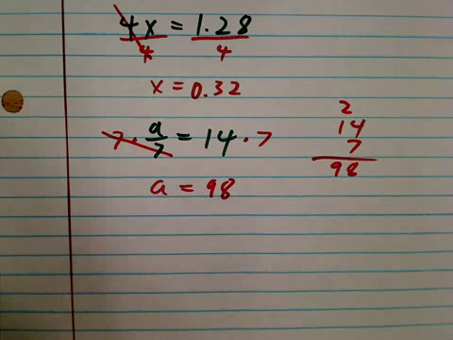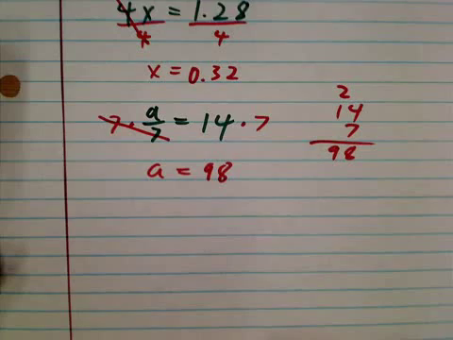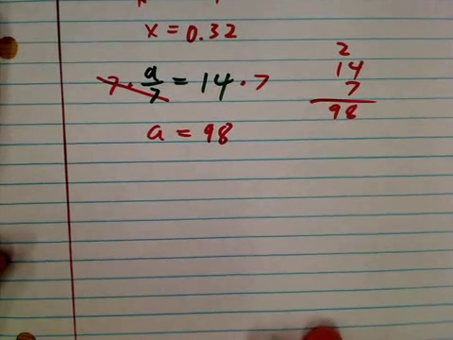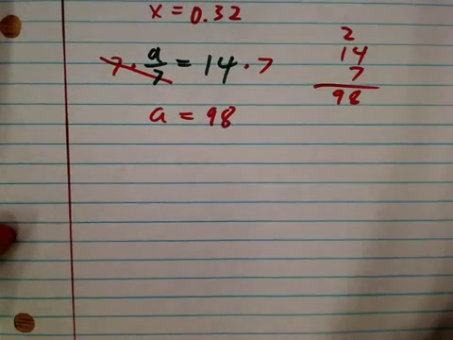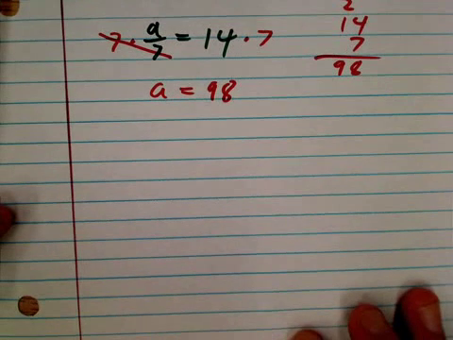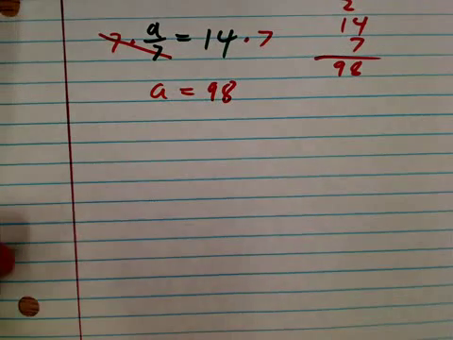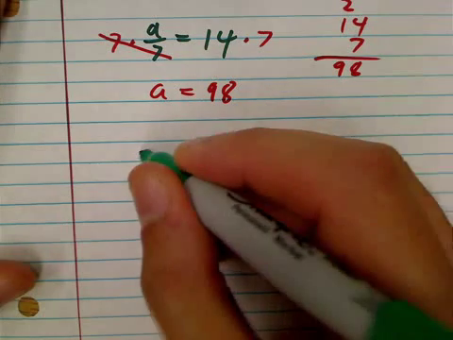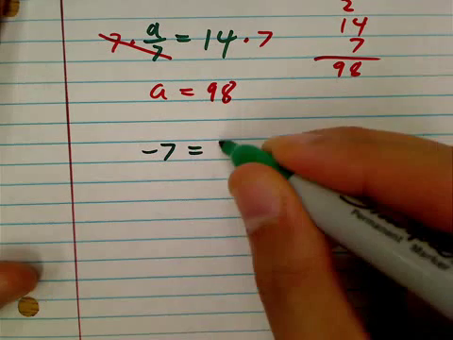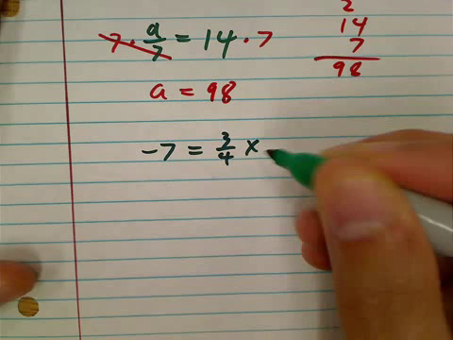I just want to do one more. Let's throw a fraction in there. Let me scooch this up just a little bit. That's the way I like it. Okay, negative 7 is equal to 3/4 x.